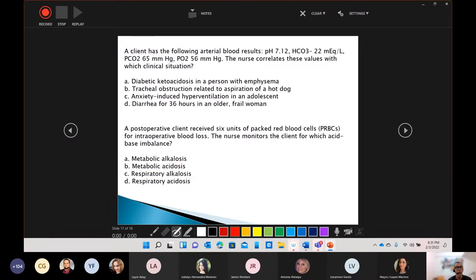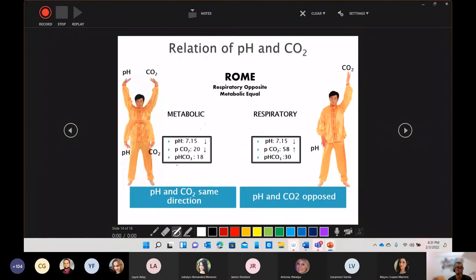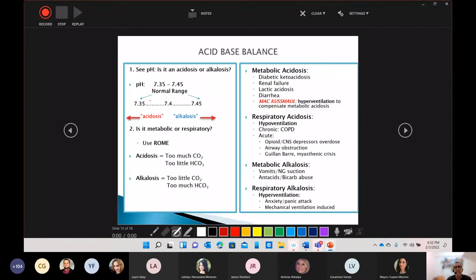Those are compensation questions that have been in NCLEX. But this stuff about partially compensated, totally compensated, forget it. Don't get confused with that. It is not necessary for NCLEX. What is necessary for NCLEX? First, know what is an acidosis, what is an alkalosis, and how to determine whether it is metabolic or respiratory. Learning this is what you need for NCLEX, along with the acid-base imbalances expected in common conditions that I went over with you minutes ago.